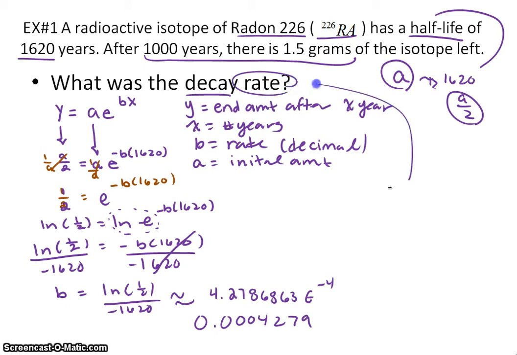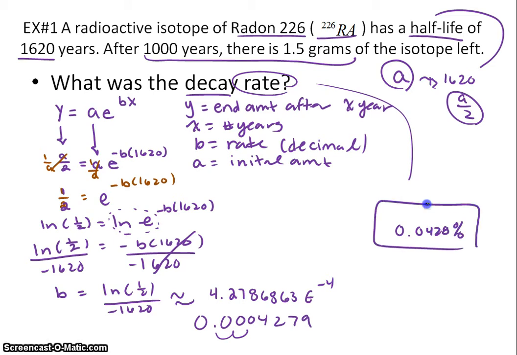And since we want to find the decay rate, we want to find the percent. To find the percent, you multiply it by 100. We multiply it by 100, and we get that 0.0428% would be the decay rate.